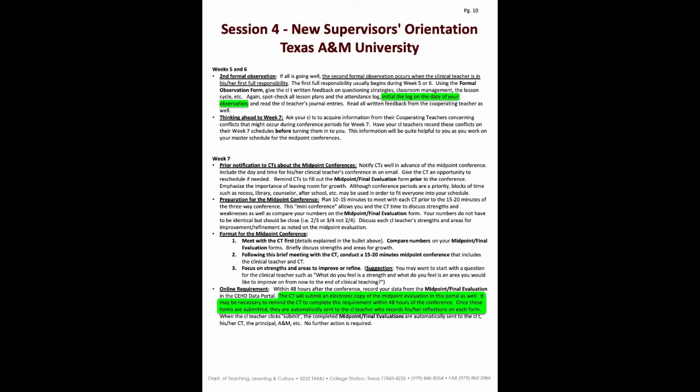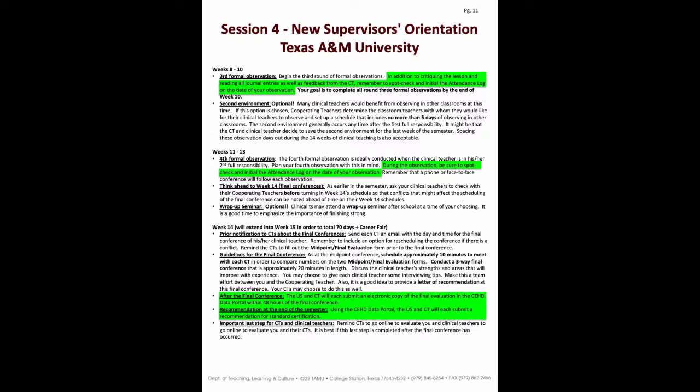Once these forms are submitted, they are automatically sent to the clinical teacher, who records his or her reflections on each form. When the clinical teacher clicks submit, the completed midpoint final evaluations are automatically sent to the clinical teacher, his or her cooperating teacher, the principal, A&M, etc. No further action is required.